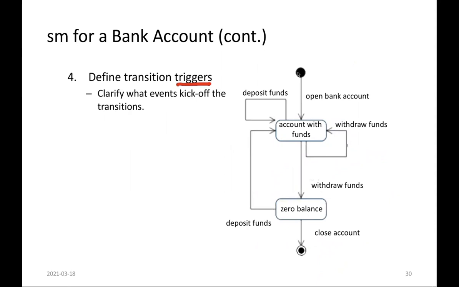which means that you clearly have to clarify what events would kick off such transitions. As you can see in the bank account, the transition from the initial state to the account with fund state was through a transition of opening a bank account. You could withdraw fund and stay in the same state, or you withdraw fund and even go to a zero balance state. If you deposit fund, then you would go to account with fund, and you can even deposit fund and stay in the same state. Finally, you move from a zero balance and the object is terminated if you close your account.